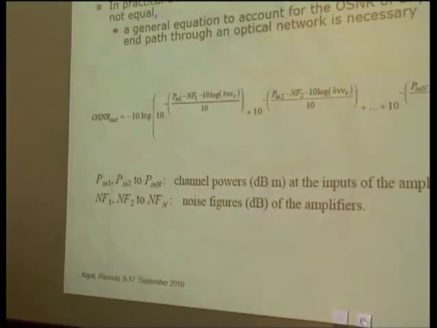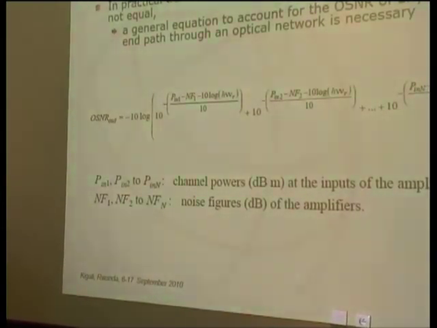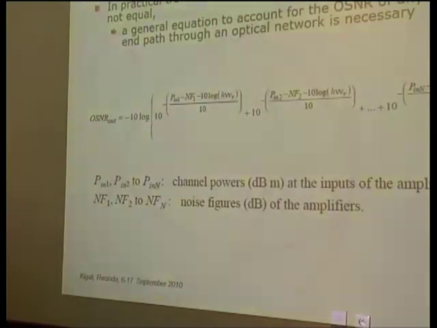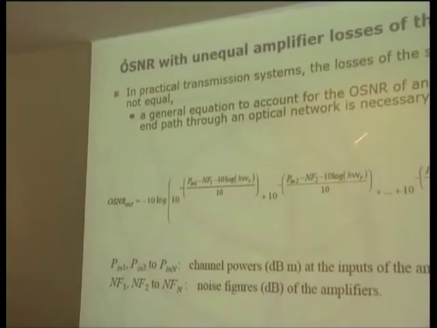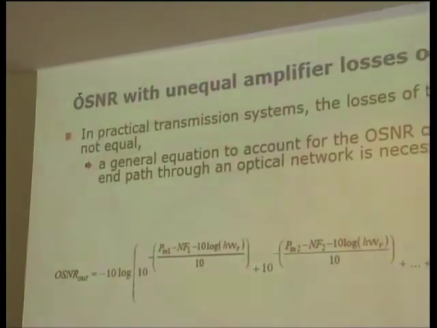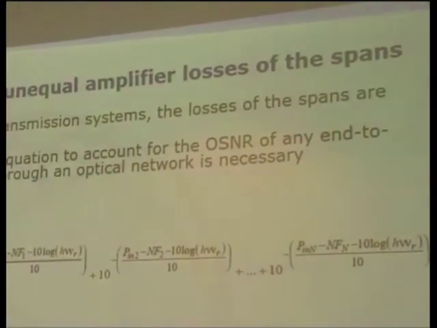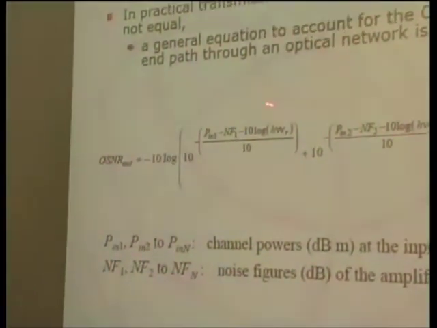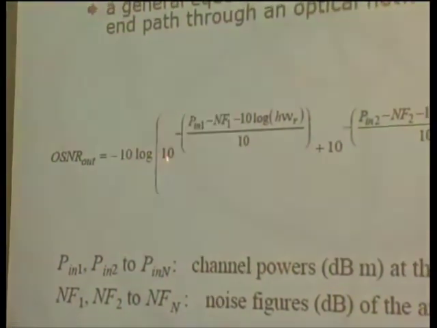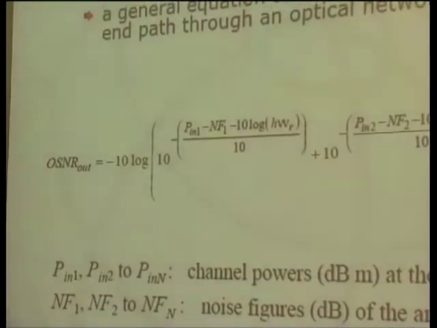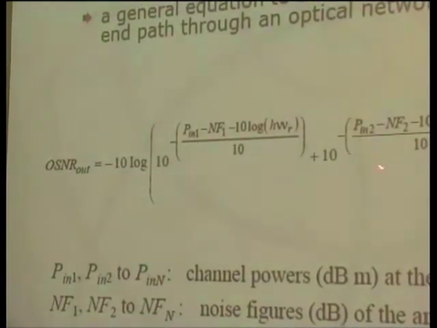And this is just another example, of unequal amplifier losses of the spans. If the amplifier span losses are not equal, then we have to use this equation. That means the OSNR has to be calculated for each span. Okay, so you use such an equation, but it's just a deformation of the previous equation. So just complicated.